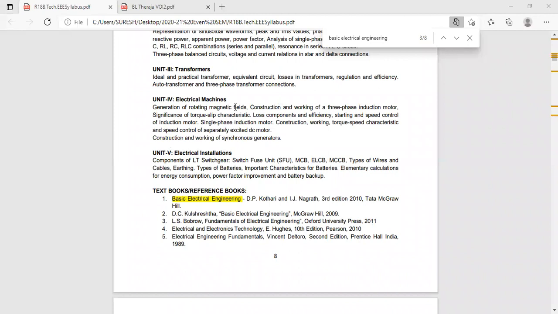So in the fourth unit, we have completed the starting methods and speed control of the three-phase induction motor. So we have completed the three-phase induction motor. Now we'll start the single-phase induction motor. We will see the construction, working, and torque-speed characteristics of the single-phase induction motor. First we will see what a single-phase induction motor is.